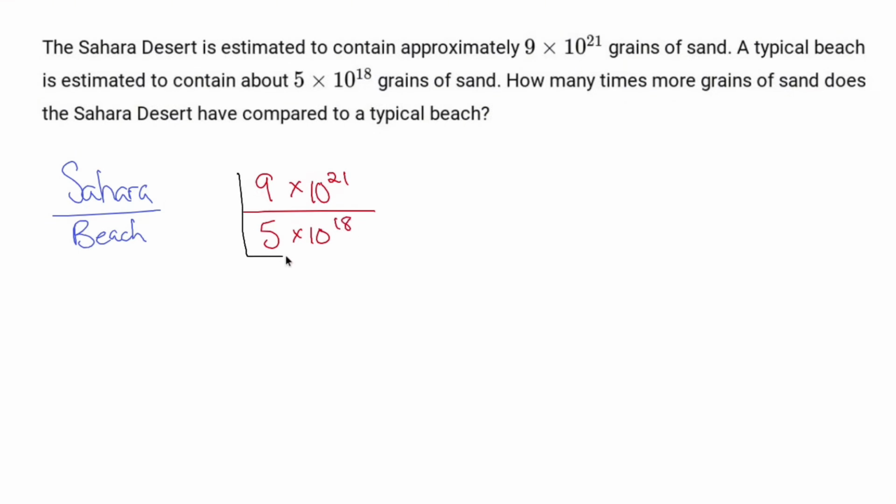Divide those like terms. 9 divided by 5, I'm pretty sure, is 1.8. When dividing terms of the same base, subtract the exponents. 21 minus 18 is 3, which is times 10 to the third. And fortunately for us, this is scientific notation already. So we could say, how many times more grains of sand does the Sahara Desert have compared to a typical beach? 1.8 times 10 to the third times more.